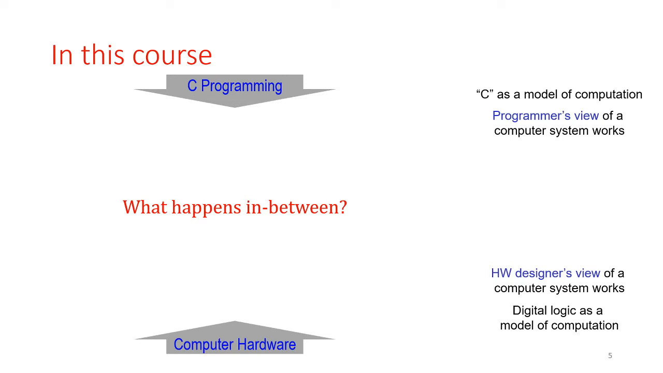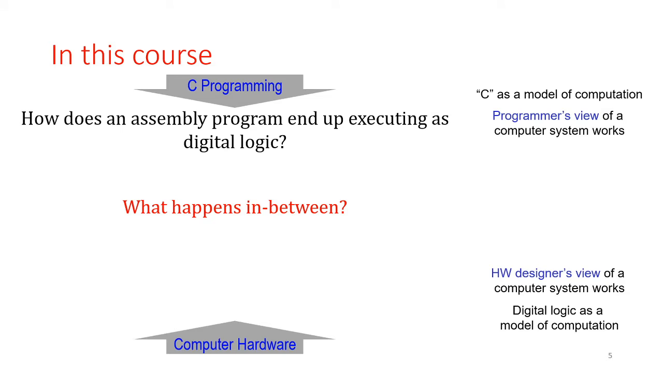So whatever happens in between these two layers, the programming layer and the hardware layer, from the programming layer we have to somehow translate that into something that can be understood by the hardware. So that is somehow translating the programming that we have done in a particular programming language into something that can be understood and executed at the hardware level.